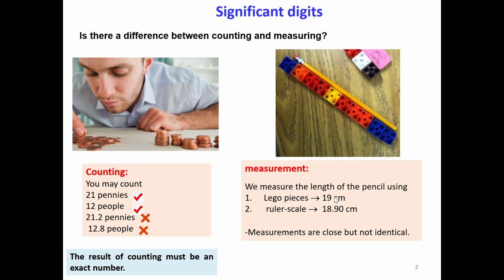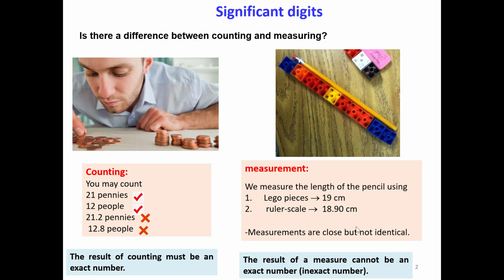But if we use a ruler, then we can measure, and just think the result we got was 18.90 centimeters. These measures are close, but they are not identical. They are not the same. What happens is that when we measure, the result cannot be an exact number; it is an inexact number. And this is the difference between counting and measuring.